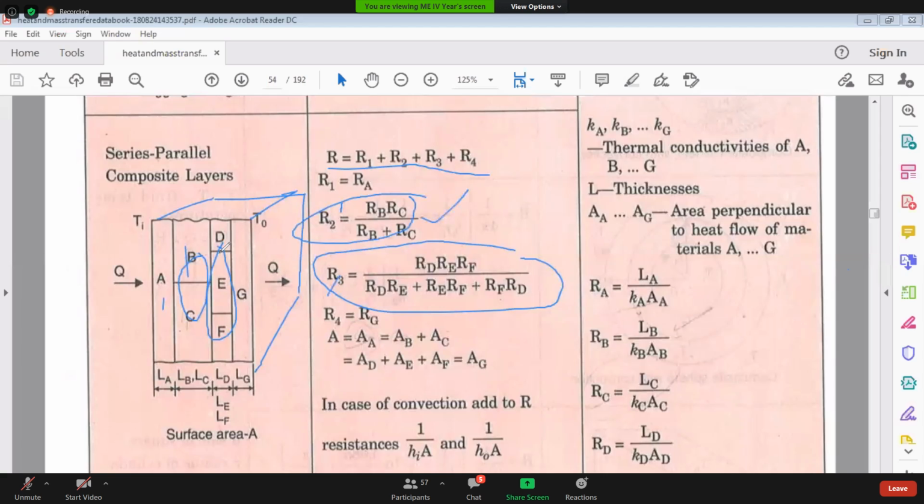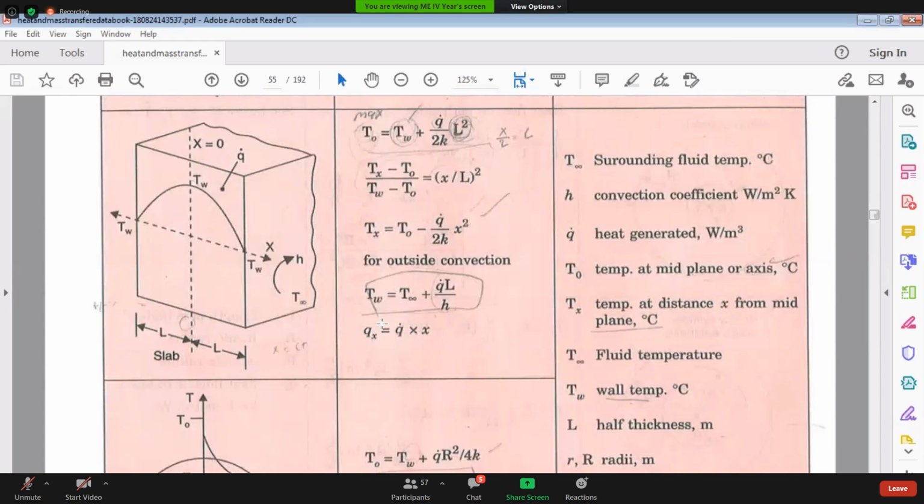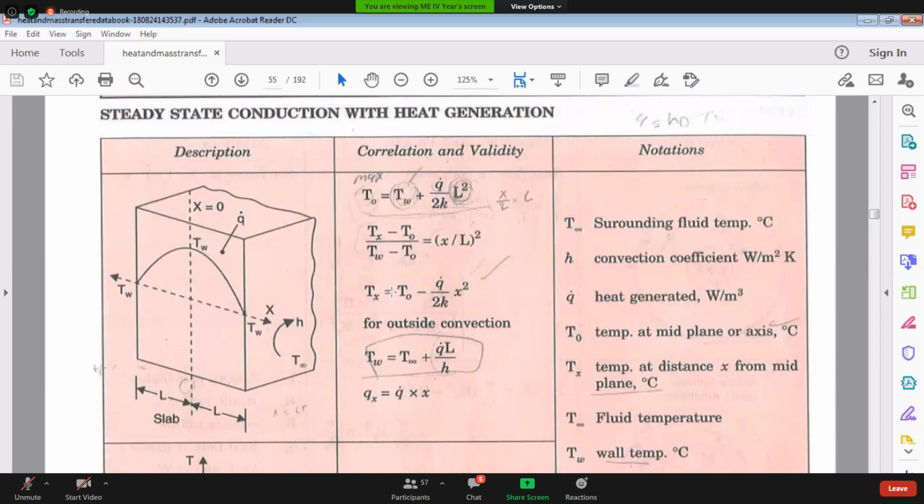R3 is equal to the equivalent 1, equivalent 2 and then R2, R3 and this 1 by R3 is equal to 1 by RD plus 1 by RE plus 1 by RE. Then simplify this equation. R4 is as usual. So total we can put it. Areas also can calculate. I explained in the problem. Right. So in this way, we can go for this heat source. Finally, PPT would channel.